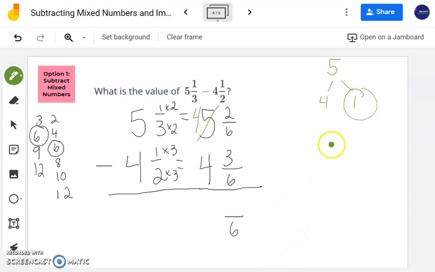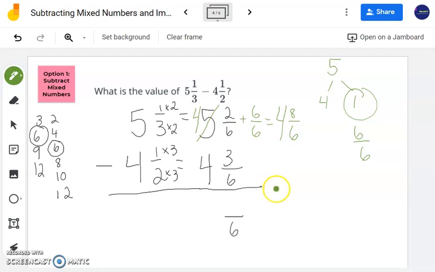Now, 1 whole, I look at my denominator here and I see that it's 6. This 1 whole can also be represented as 6/6. So now, if I was to add that 1 whole to my proper fraction here, instead of doing +1, I'm going to do +6/6. So now my whole number is 4. My new numerator is going to be 6 plus 2 is 8.